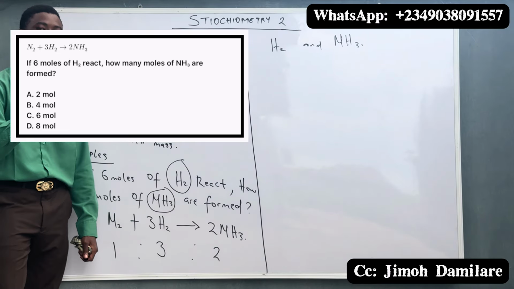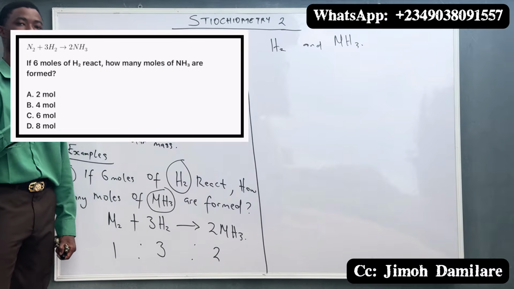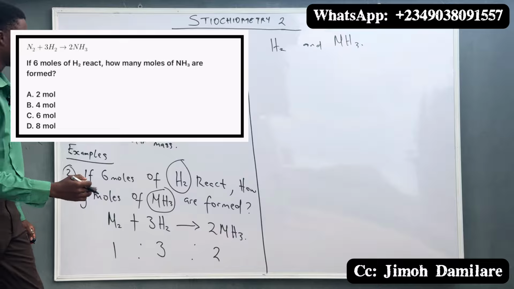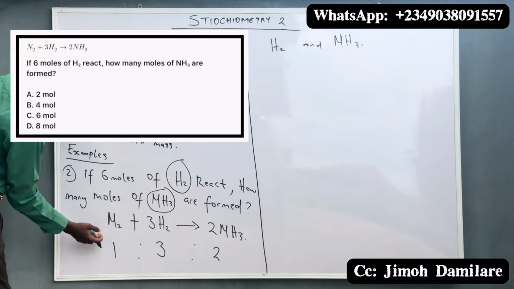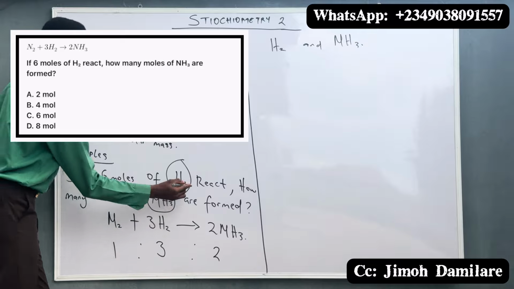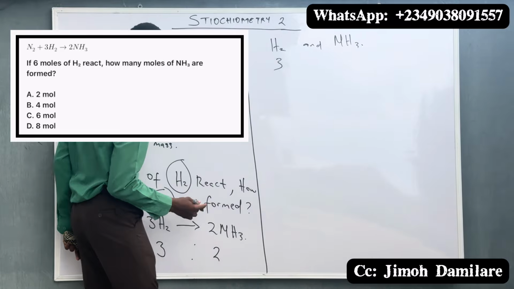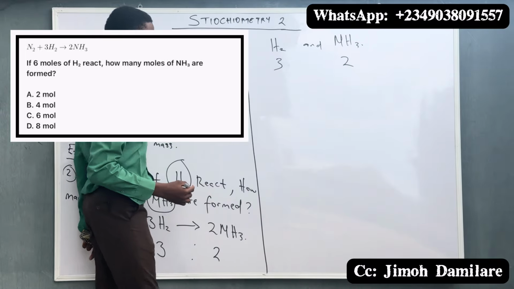So these are what you have to take note of whenever you are solving questions under mole ratio in a chemical equation. Now that we have gotten what the question is talking about, the next step is to look for the mole ratio in the balance equation. The mole ratio of hydrogen is 3, so we can put that under it. And also the mole ratio of ammonia is what? 2. So we can put it under it.